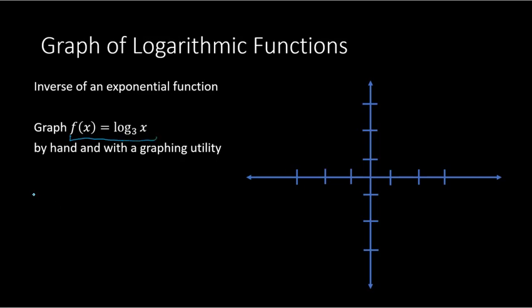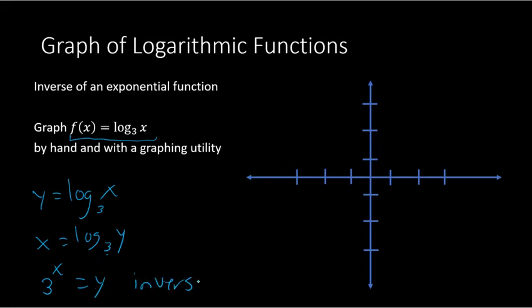So if you take the inverse of this function, we would have y equals log base 3 of x. Then you switch x and y to have x equals log base 3 of y. And then you have to solve this for y. So convert this into exponential form. We would have 3 to the x power equals y. So this would be the inverse. This is the inverse of the logarithmic function. And we can graph this.